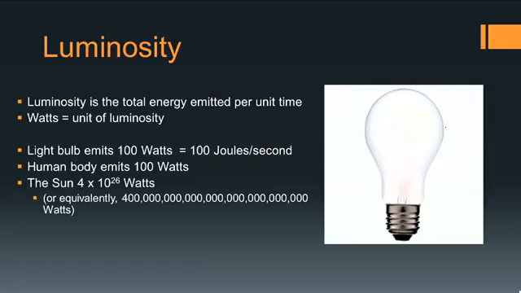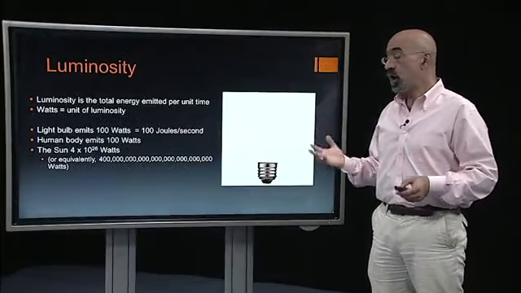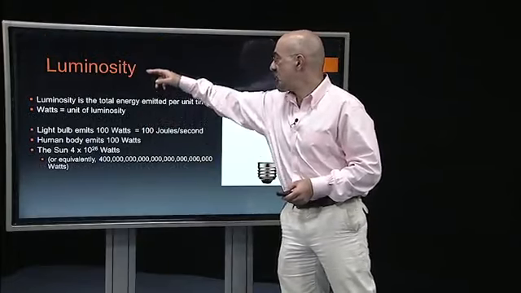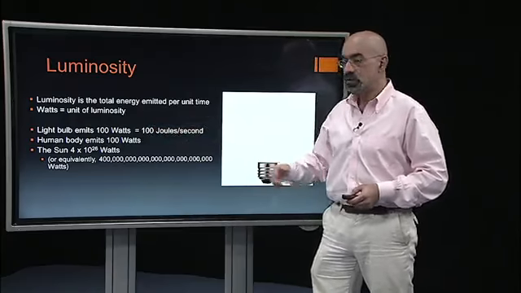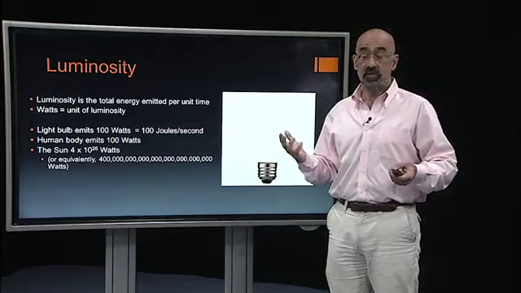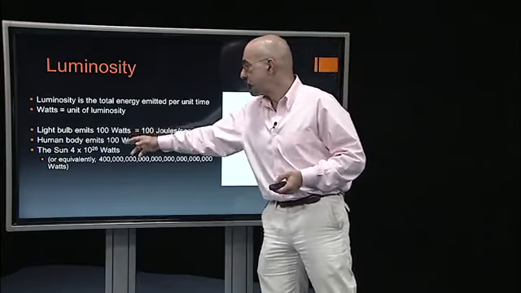We can think about a light bulb emitting light. We describe the energy it puts out in terms of number of watts. A typical light bulb might emit about 100 watts of energy. And since luminosity is energy per unit time, that's 100 joules per second. As I stand here talking to you, my body's also emitting about 100 watts of heat, a comparable number.